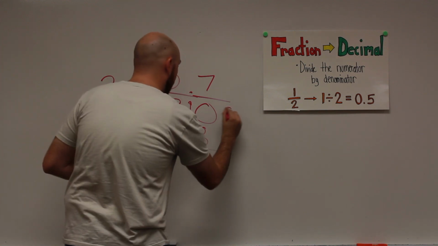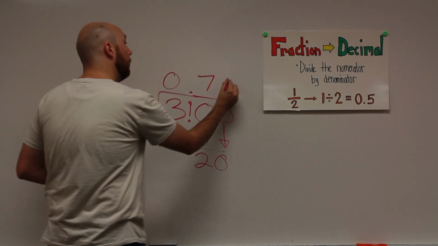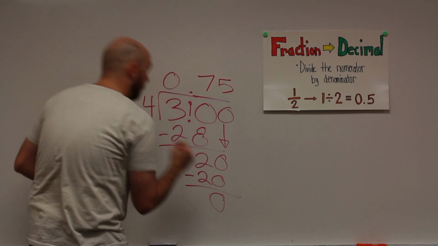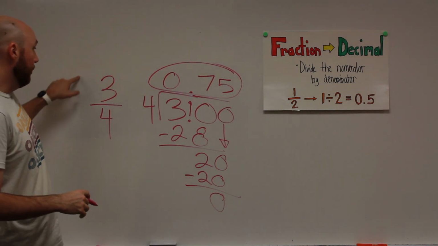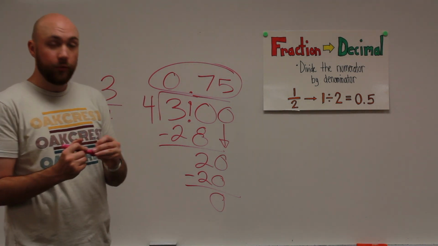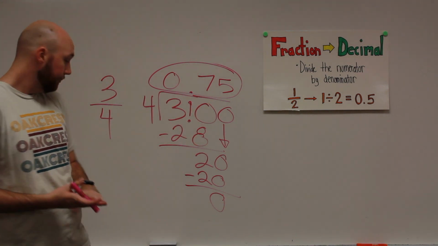Right, 2. And how many times does 4 go into 20? Right, you can go into it 5 times to get us 20. And we're left with 0.75. Right, so 3/4 as a decimal would be 0.75. Again, all you got to do is divide that numerator by the denominator and you will get your decimal.